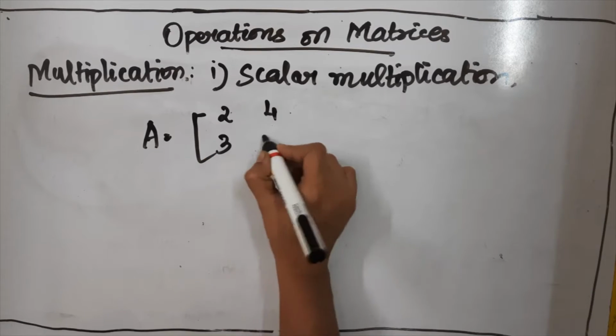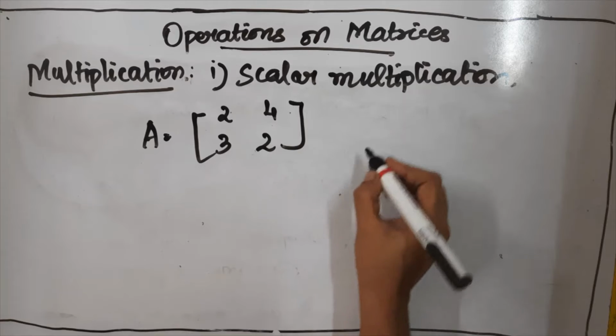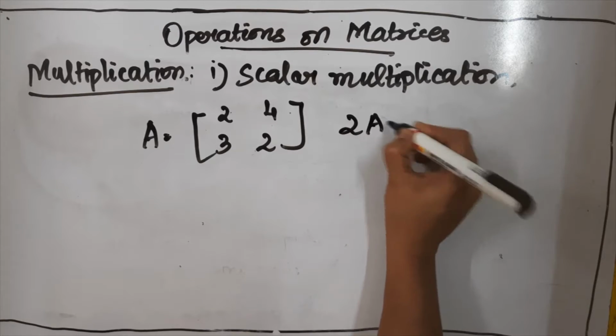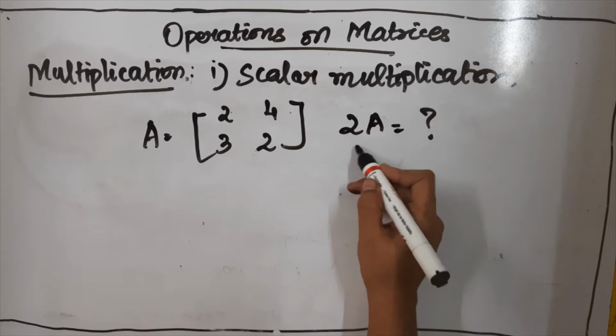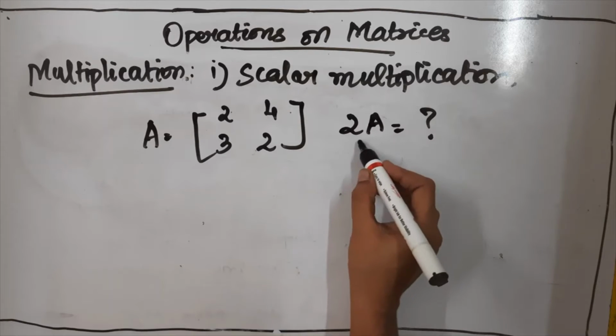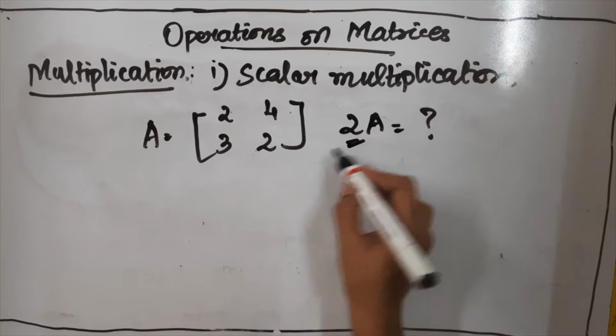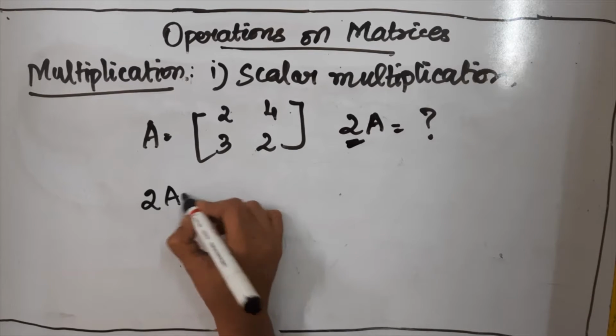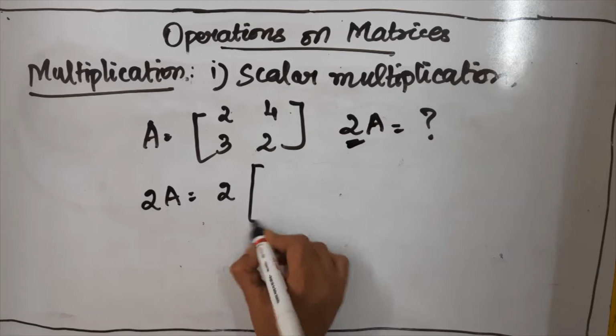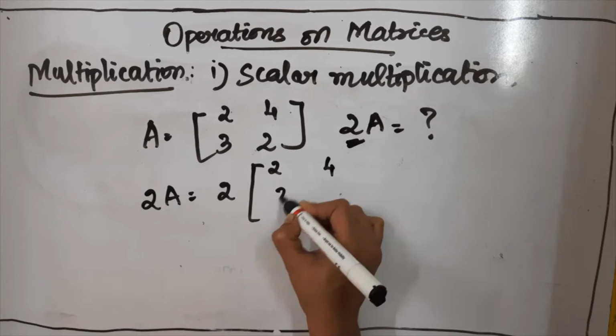and when we are asked to find 2A. So this is the scalar multiplication, which means we are just multiplying a scalar quantity with the given matrix. So what we should do, 2A is equal to 2 into 2, 4, 3, 2.